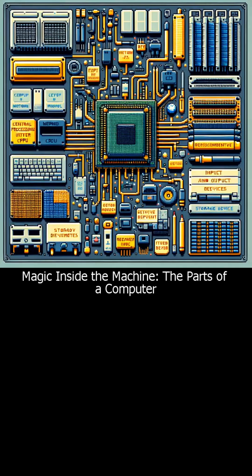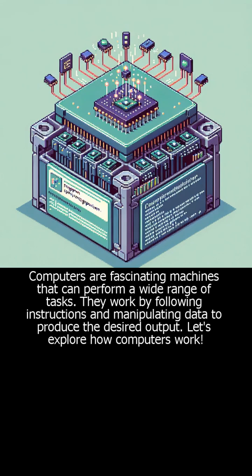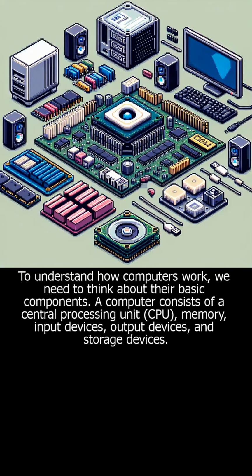Magic? Inside the machine, the parts of a computer. Computers are fascinating machines that can perform a wide range of tasks. They work by following instructions and manipulating data to produce the desired output. Let's explore how computers work. To understand how computers work, we need to think about their basic components.